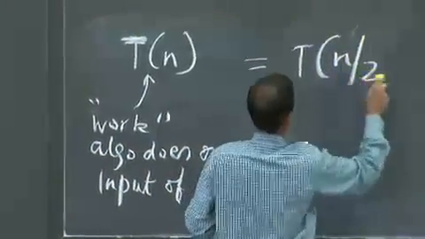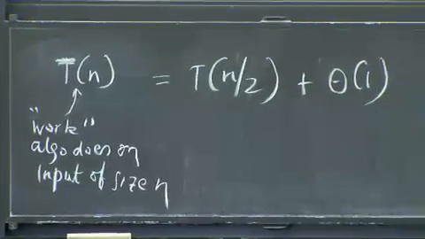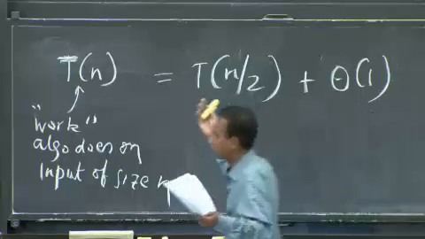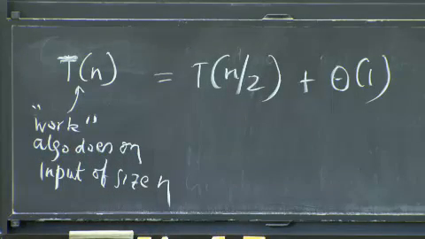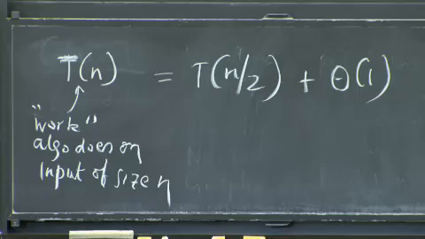Then I can write this equation. And this theta 1 corresponds to the two comparisons that you do, looking at potentially the left-hand side and the right-hand side. So that's 2, a constant, so that's why we put theta 1.